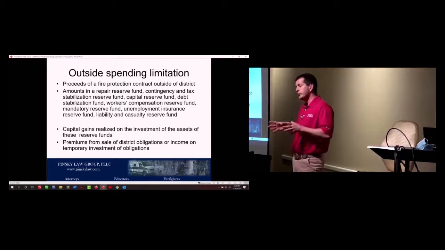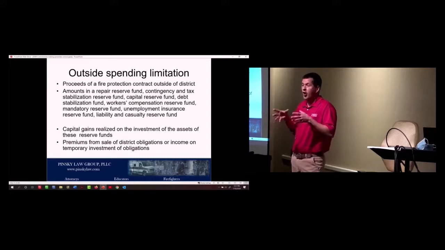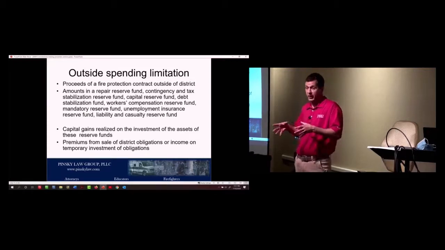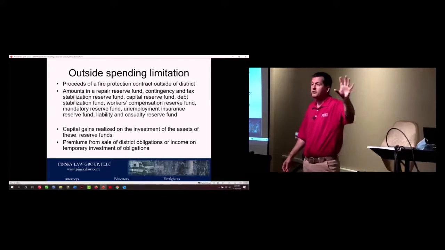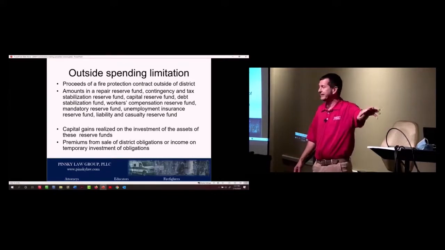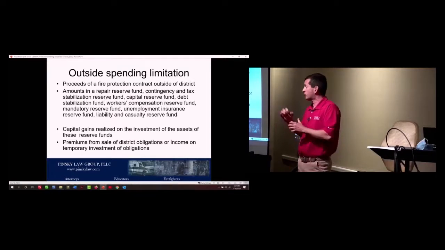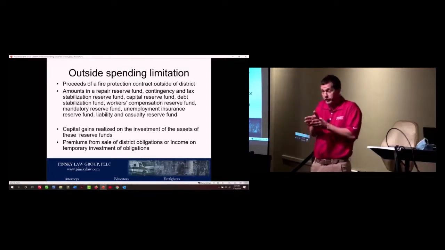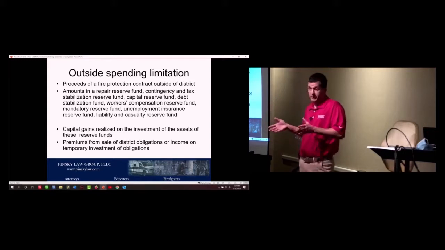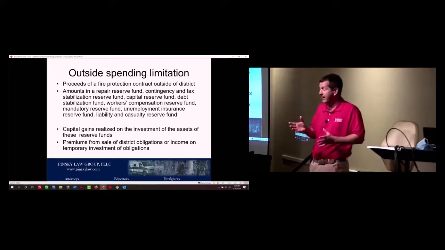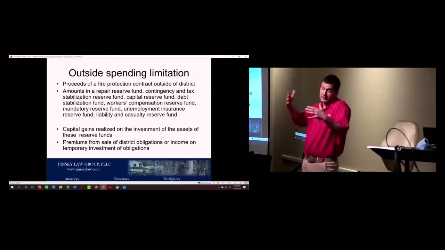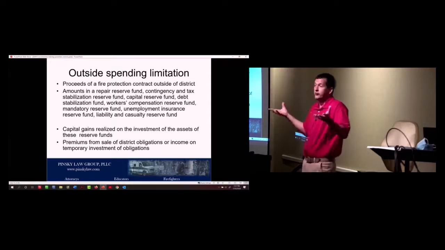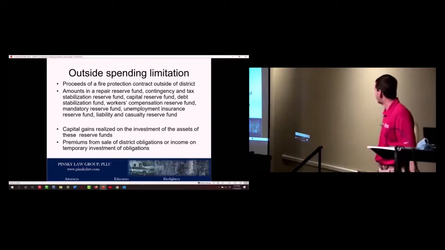So let's assume your statutory spending limit is $101,000, and your budget inside the limit is $101,000, but you also get $50,000 from a fire protection contract. You can spend that $50,000 on anything you want, whether it's in or outside the limit. In other words, your inside the limit now goes up from 101 to 151 because you can spend those fire protection contract proceeds on either items inside or outside the limit. So that's basically free money. It basically increases your statutory spending limit for the duration of that contract. That's an easier way to say it.